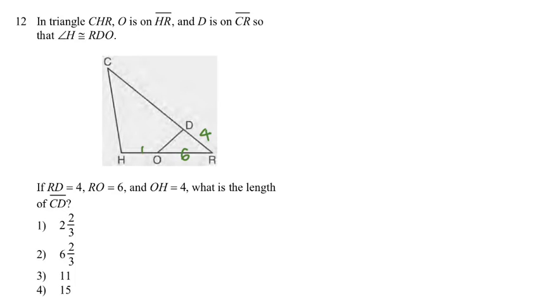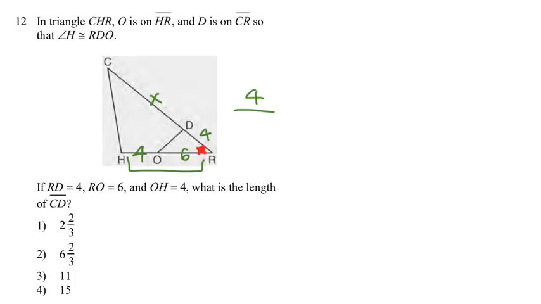Number 12. So, these are the line segments. RD is 4, RO is 6, and OH is 4 as well. And then I'm just going to call CD as X. Then we realize two similar triangles here because angle R is reflexive, right over here, and angle H is congruent to angle RDO. So therefore we realize two similar triangles.